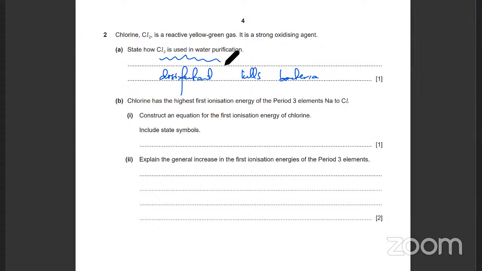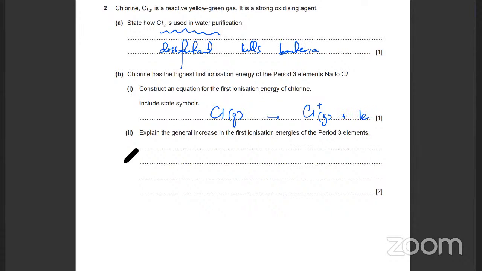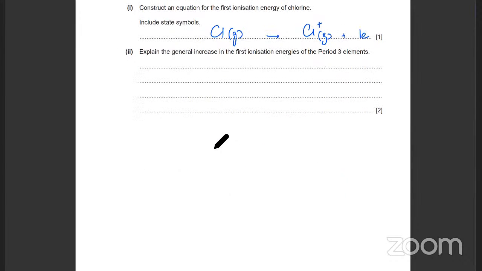That's the next one. Chlorine has the highest first ionization energy of the period 3 elements, Na to Cl. Construct an equation for the first ionization energy. You're just removing one electron, and it will become +1. Gaseous. Remember to write the state. Explain the general increase. This is how ionization energies look across the period. So why does it increase across the period?